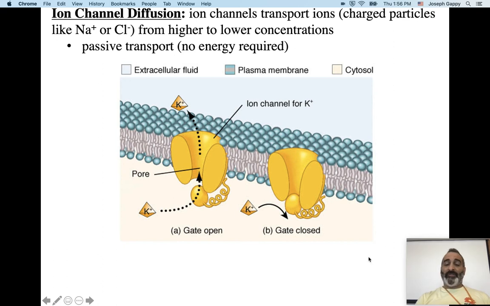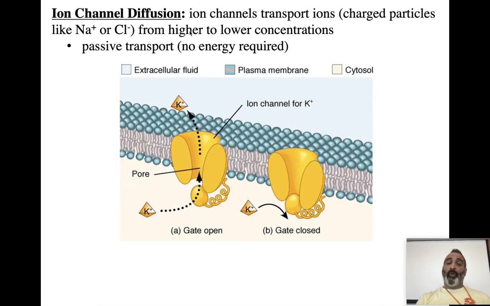Ion channel diffusion is a type of facilitated diffusion. They're just special proteins that are specific for charged particles called ions. Passive transport, again, no energy required. Things are going from a high concentration to a low concentration. We will stop there.